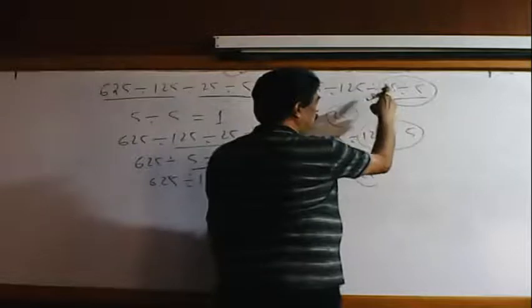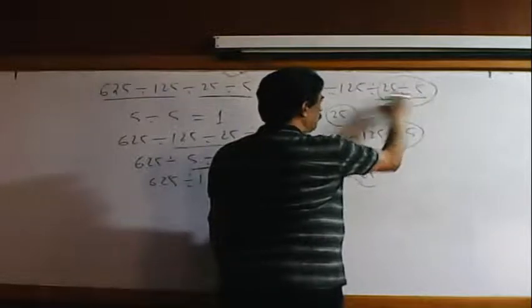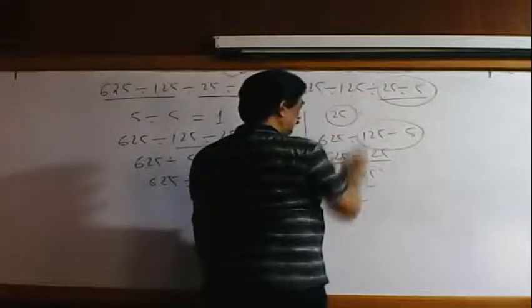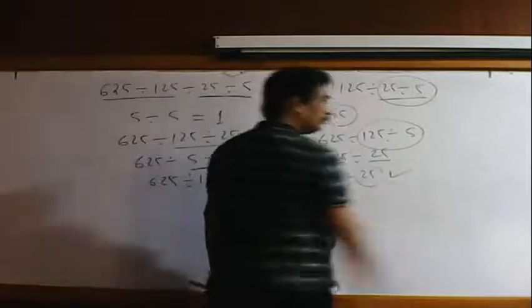Division starts from the right side. 25 by 5, result is 5. 125 by 5, result is 25. 625 by 25, your result is 25 directly. So that is the right answer.